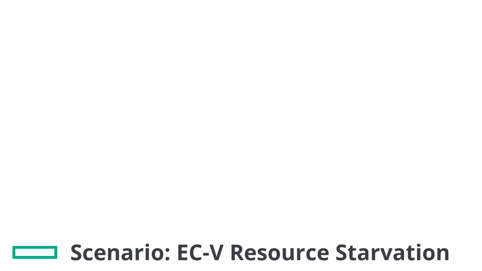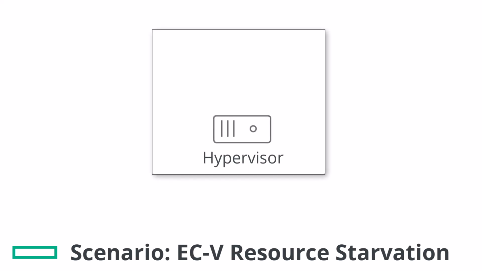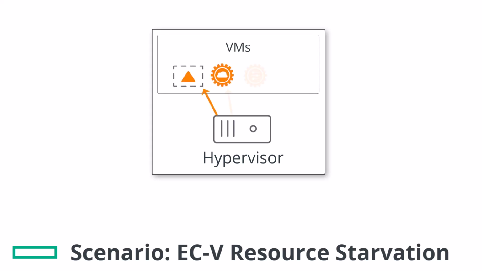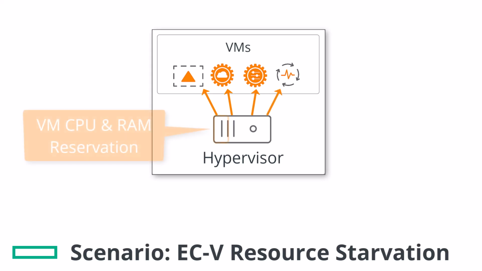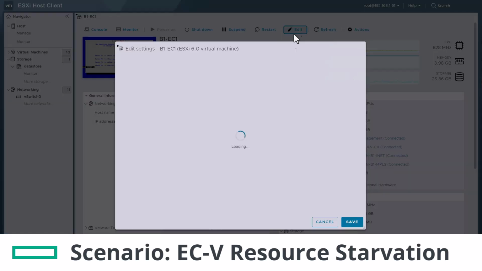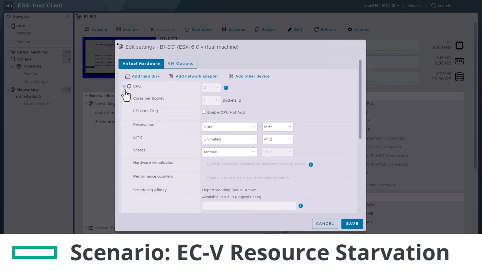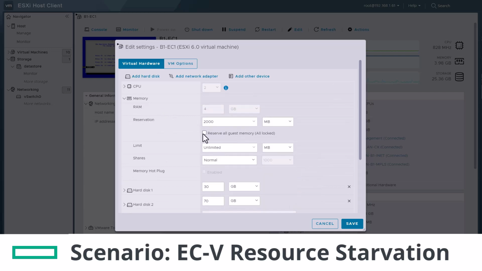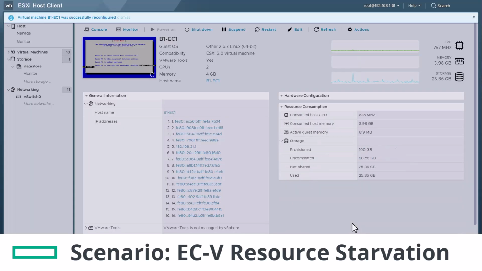Finally, a virtual Edge Connect specific issue here. If you have your ECV installed on a hypervisor with multiple other VMs, it's important to ensure that your ECV VM has enough resources to be able to function. The ESXi hypervisor, for example, can ensure this by way of resource reservation. Essentially, you configure the ECV VM settings to reserve all configured CPU and RAM resources, such that in the event that the hypervisor host resources are fully utilized, the ECV can still get what it needs to process flows.